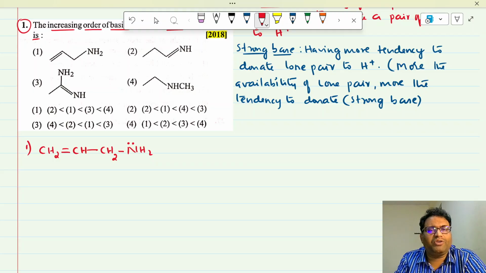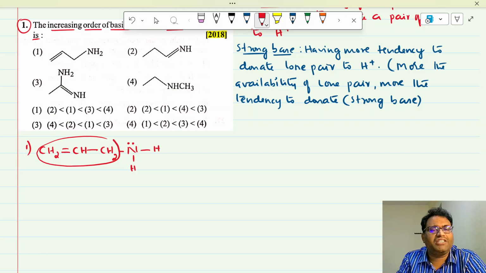Now, around nitrogen, what is present? You are having two hydrogens and another one alkyl group. So what tendency does it possess? It is a plus I group, with the ability to push the electron, okay, the ability to donate the electron.